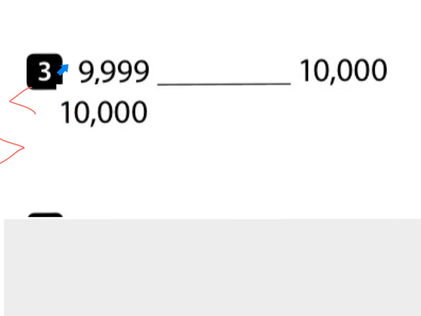So remember, you start all the way over on your 10,000s place, and you can see that there is no 10,000s place here, and there is a 10,000s place here. So that is the number we compare, and the 1 is larger. So 9,999 is less than 10,000 because the 1 in the 10,000s place is greater than the 0 in the 10,000s place here. All right, let's move on to number 4.